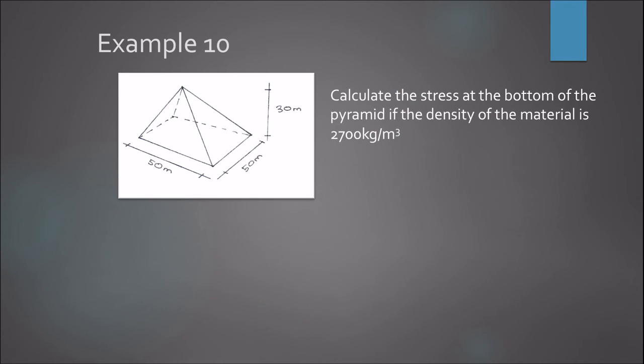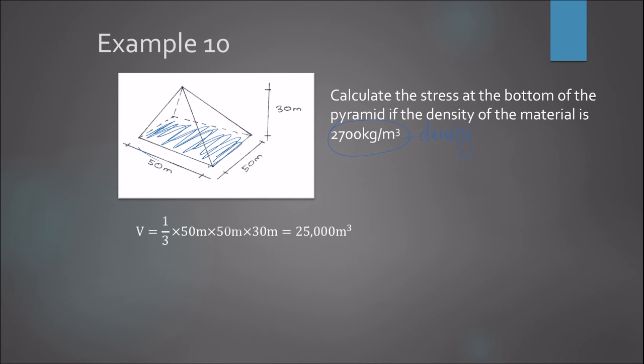Next, we look at example number 10. Calculate the stress at the bottom of the pyramid if the density of the material is 2,700 kg per meter cube. Okay. For this one, if you notice, it gives the density, and it gives the dimensions of the pyramid, but there is no force. But it says calculate the stress at the bottom of the pyramid, meaning you have to find the stress at the bottom part of this pyramid.